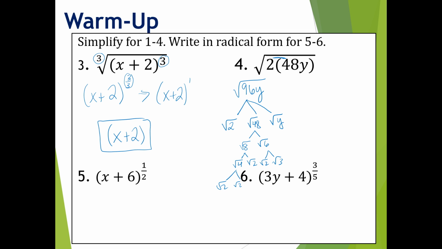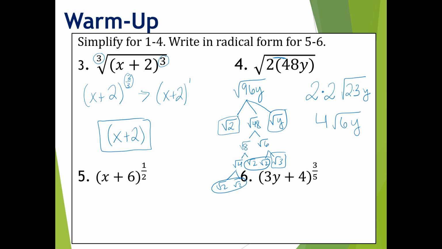So let's see what we have at the bottom here. I see a pair of 2's. I see another pair of 2's. And then I see a lonely 2 and a lonely 3. So we had one pair of 2's. We had another pair of 2's. We had a lonely 2, a lonely 3, and we had a lonely y. So again, 2 times 2, 4, 2 times 3 is 6y. So that is your answer to that. 4 times radical 6y.